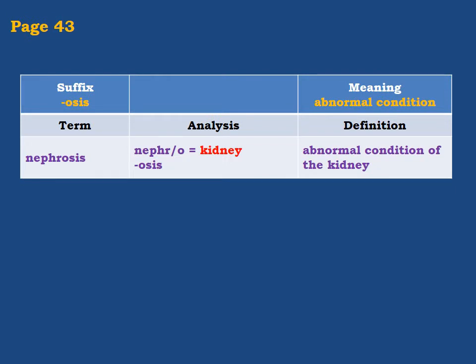Now the next suffix here we have osis. Osis means abnormal condition. When we say abnormal, something that is not normal. All right? Abnormal, this is not normal condition. When there is a disease, for example. Now the first term here, nephrosis. Nephr is a root which means kidney, and osis, abnormal condition. The meaning, we have to start with the suffix, as you know. Abnormal condition of the kidney. And here when we say abnormal condition of the kidney, it means that the kidney is not working properly. There is a problem, there is a disease.